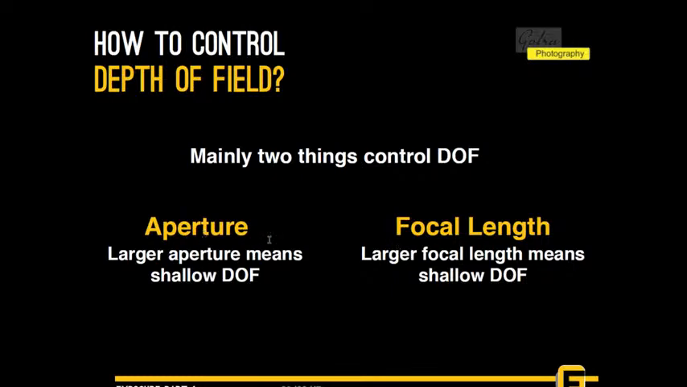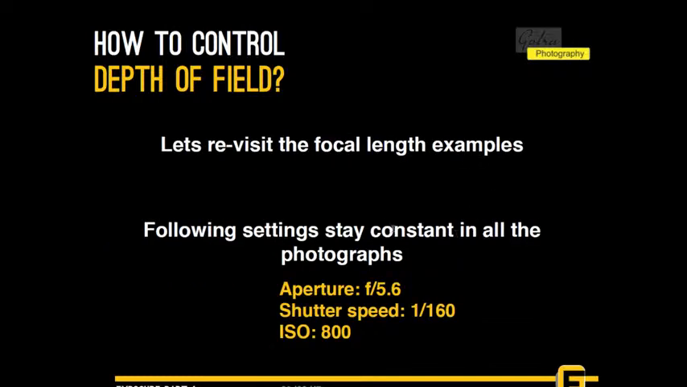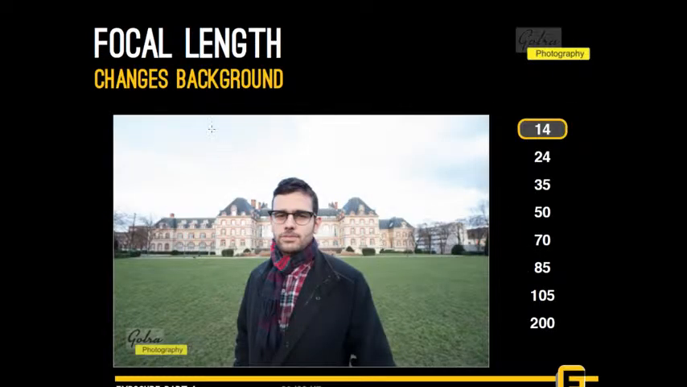Larger focal length also means shallow depth of field. So if you want shallow depth of field, you have to make sure your aperture is larger and your focal length is larger also. Suppose it should be like 50 mm, 60 mm, but it should not be 18 mm or 1.4 mm. It has to be larger. So if you want shallow depth of field, you have to use these values: aperture 5.6, shutter speed something like this, and ISO something like this, and you will get a nice shallow background.